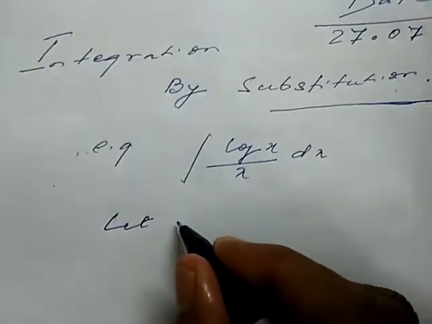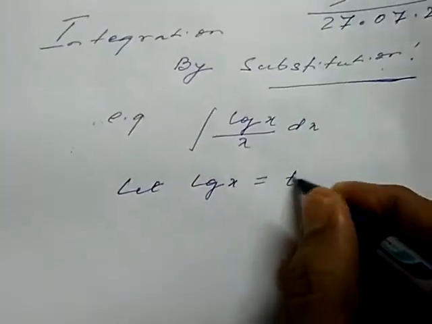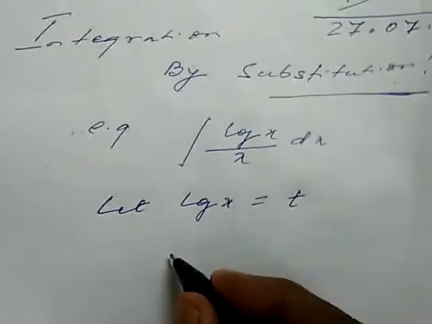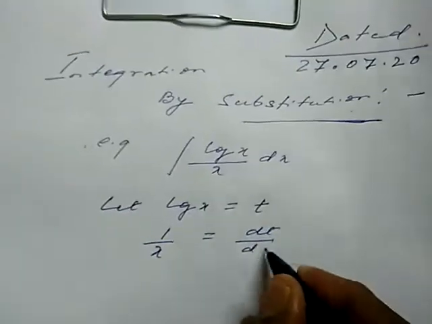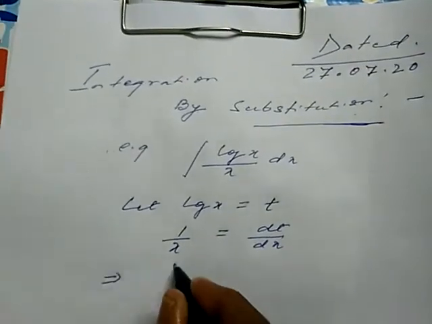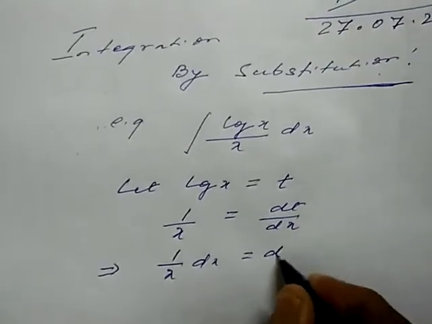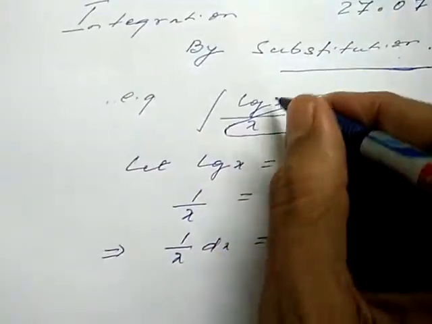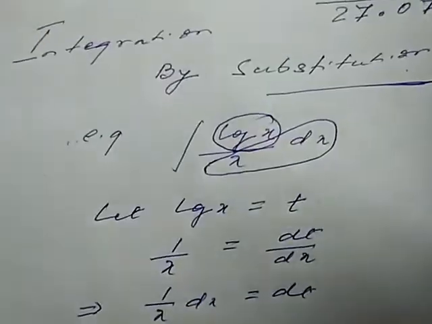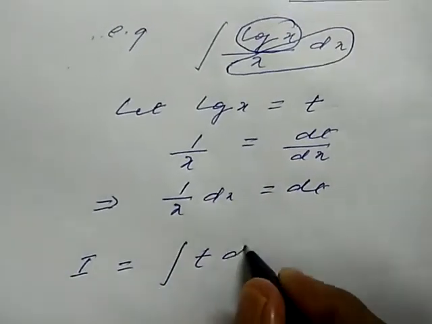What will we do here? Let log x equal t, and we'll take the help of differentiation. When we differentiate both sides, it will be 1 by x equals dt by dx. So finally, 1 by x times dx will be equal to dt. So what conversion are we doing? We are taking this one as dt and this one as t. The moment we do so, I is equal to the integral of t dt.